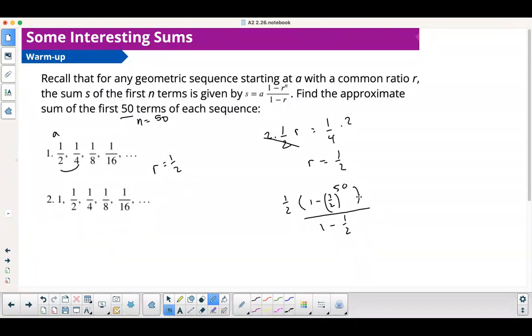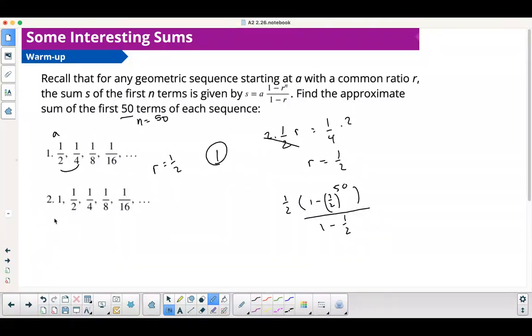It's not a bad idea to use a decimal if it's an exact fraction. So let's see here. I'm going to type it in here: 1/2 times parentheses 1 minus 1/2 to the 50th, divided by 1 minus 1/2. So make sure you put that whole 1 minus 1/2 in parentheses. And I get 1. All right, so this would be 1.